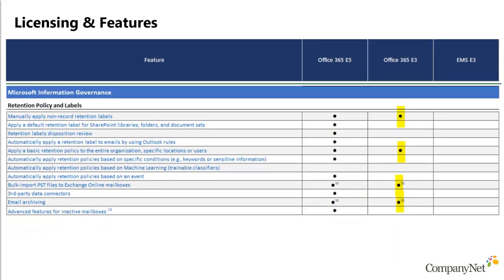And then licensing and features again, same rule of thumb here: any manual functionality tends to be E3, like applying basic labels or retention labels as well. When it comes to E5, that's where you can do things like applying default labels to SharePoint libraries, folders, and document sets, automatically applying a retention policy, etc. Various things there, but it's a great table to have a look at if you're looking to purchase the right functionality for your organization.